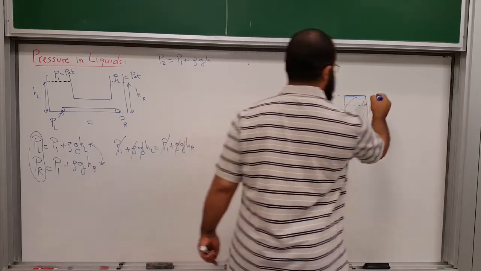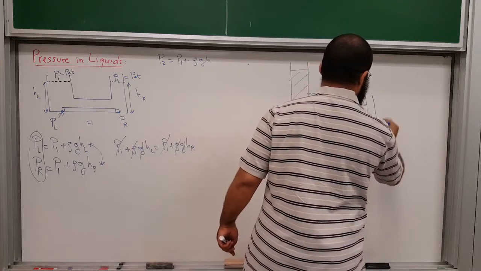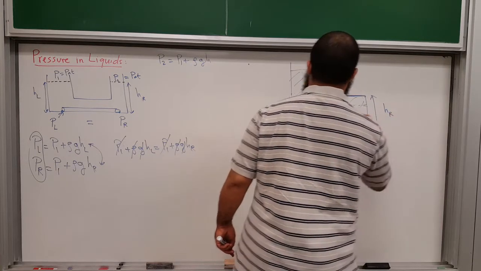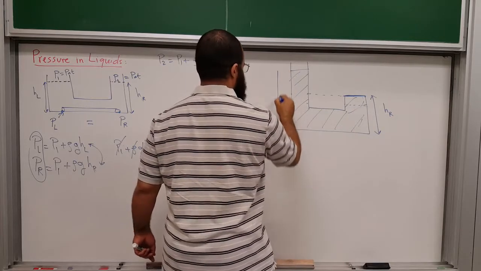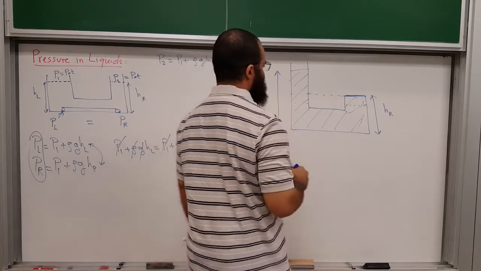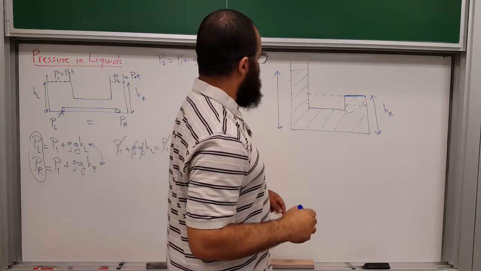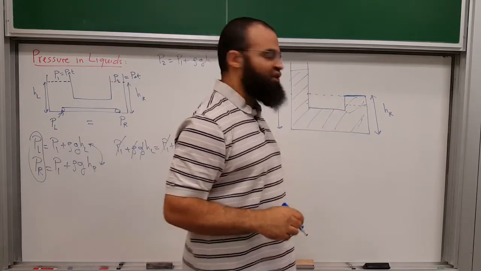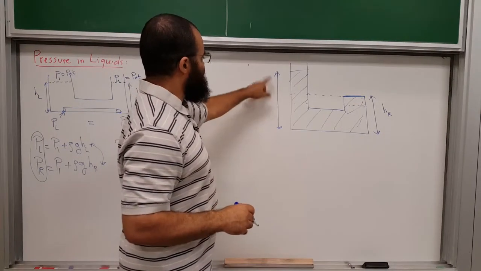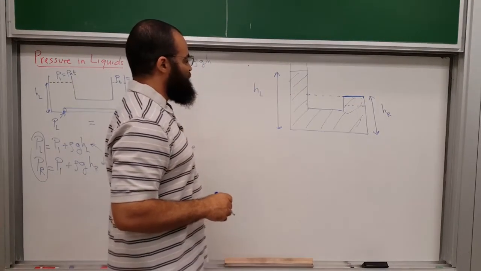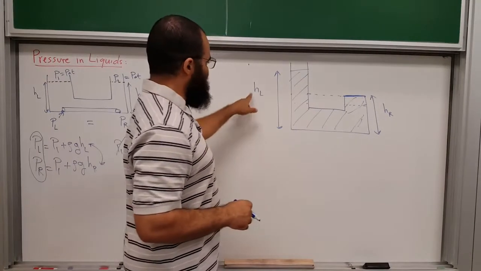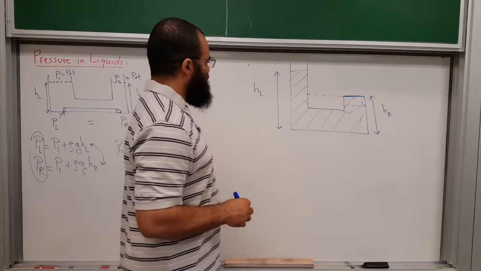And let's say this is H on the right, and this one here is H on the left. The question is, what's the pressure here? How much is it compared to the pressure here? What would the pressure on the right be, given HL and HR, and HL is larger than HR? Well, let's see.